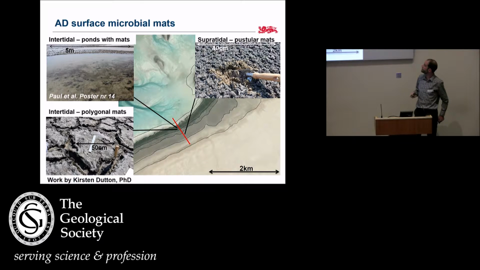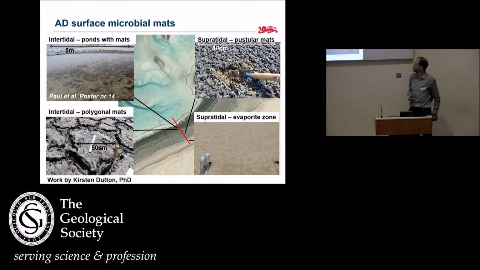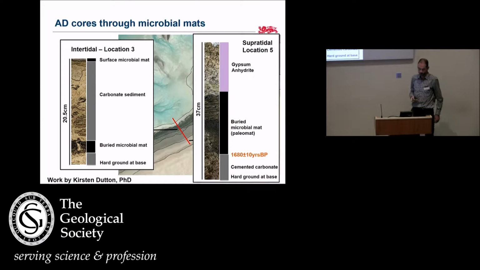So further up the intertidal range and the subtidal bit of the tidal system, we see these pustular mats, and further down we basically see the evaporites at the surface. If we then take some cores, so this has been work of Kirsten mainly, we can see that in the intertidal zone at the surface we have microbial mats, while further down at the surface we have these evaporites, these gypsum and anhydrites, and we only have buried microbial mats.